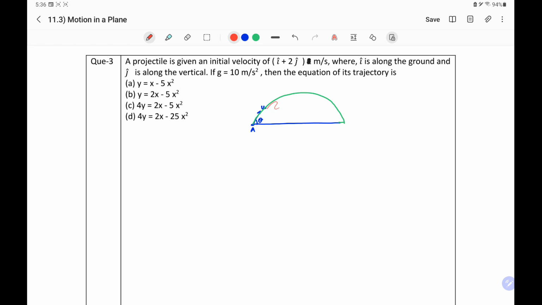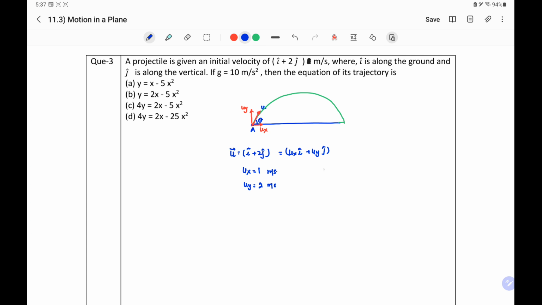Now we resolve this velocity in two perpendicular components. One is along horizontal, it is ux, and another is uy. We are given that velocity is i plus 2j meter per second. So it can be written as ux i in its components plus uy j. Therefore, ux will be equal to 1 meter per second, and velocity in y direction will be 2 meter per second.